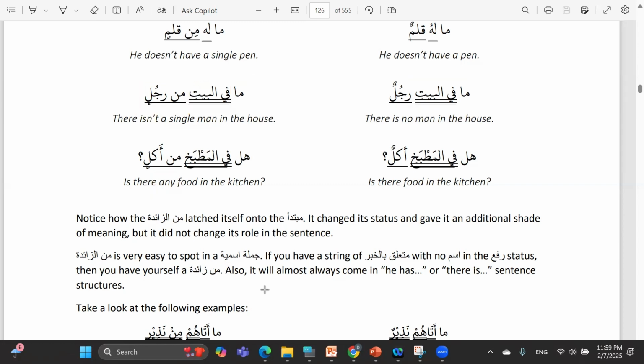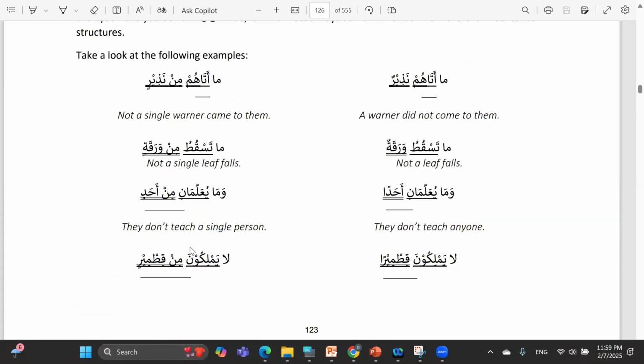Okay. Now moving on to the jumla failure. Over here you have simple sentences, then you have examples with min zaida. So ma atahum nazirun, ma nafiya, then ata is past tense, huwa form. Okay, so huwa form, then you can have an outside doer. So ma atahum nazirun, nazirun is outside doer. When you add min to the doer of the fail, then you have ma atahum min nazirin, not a single warner came to them.